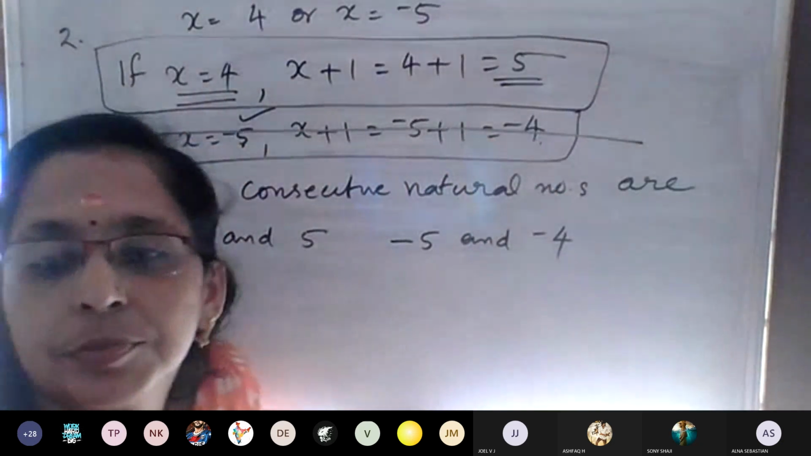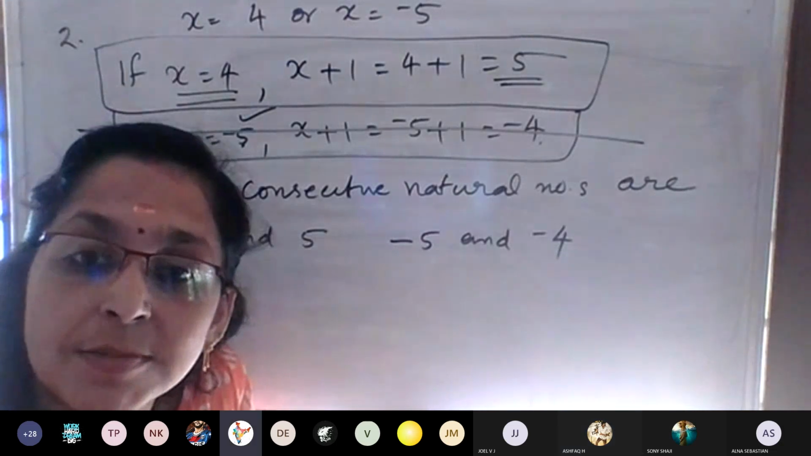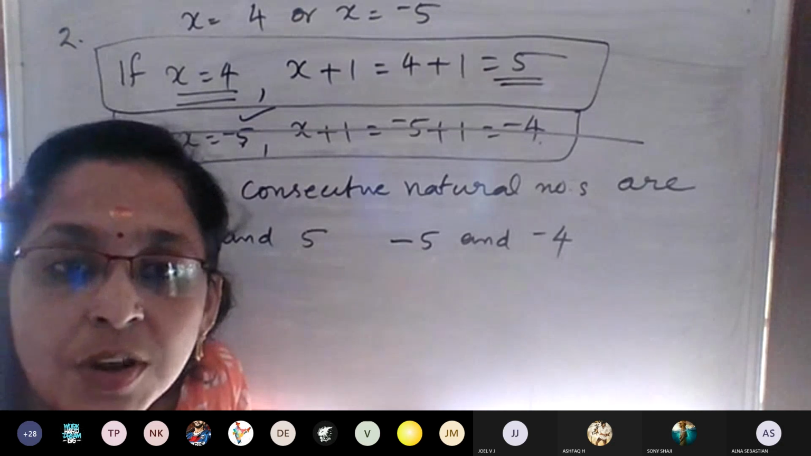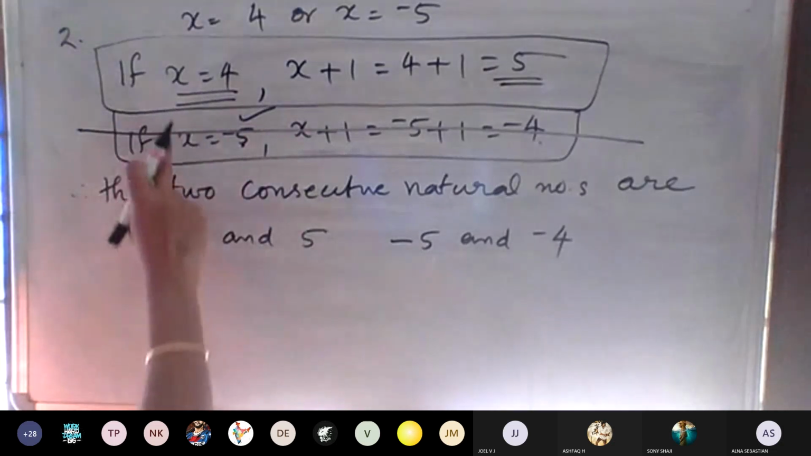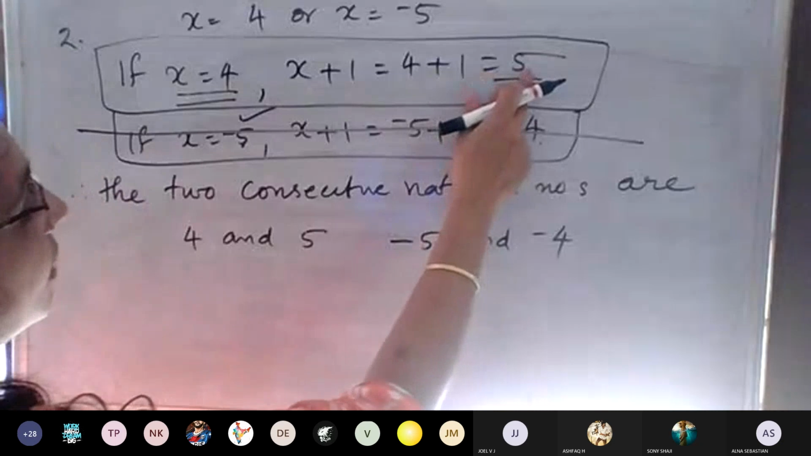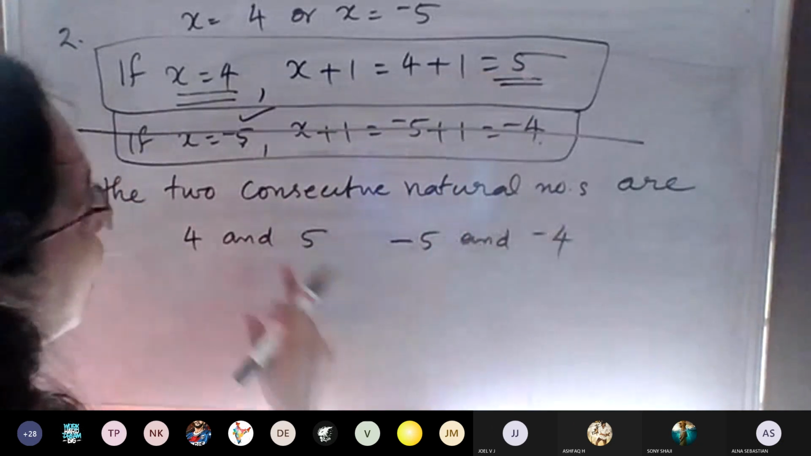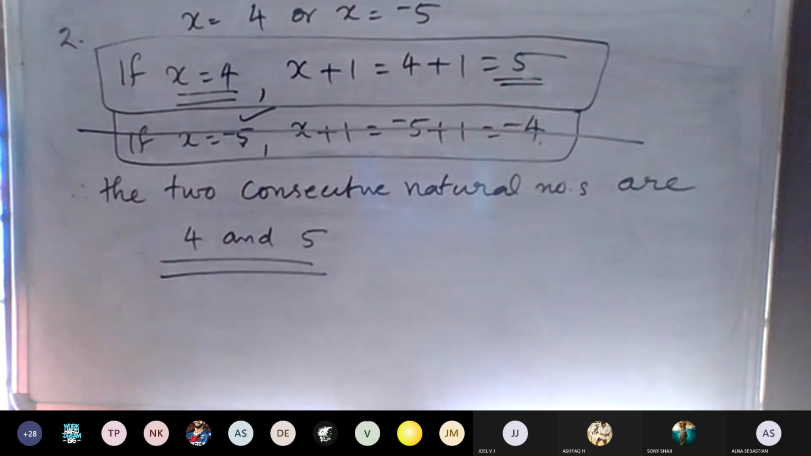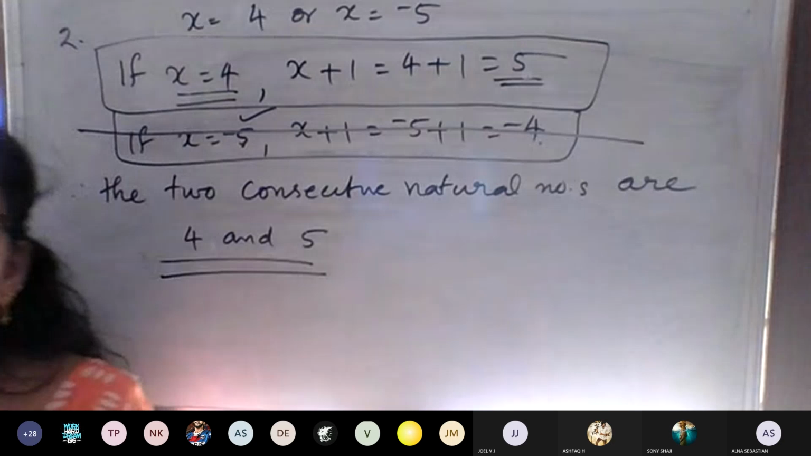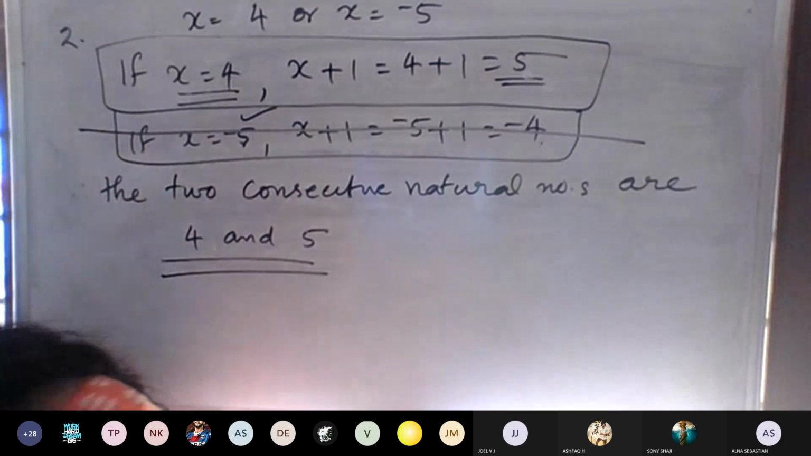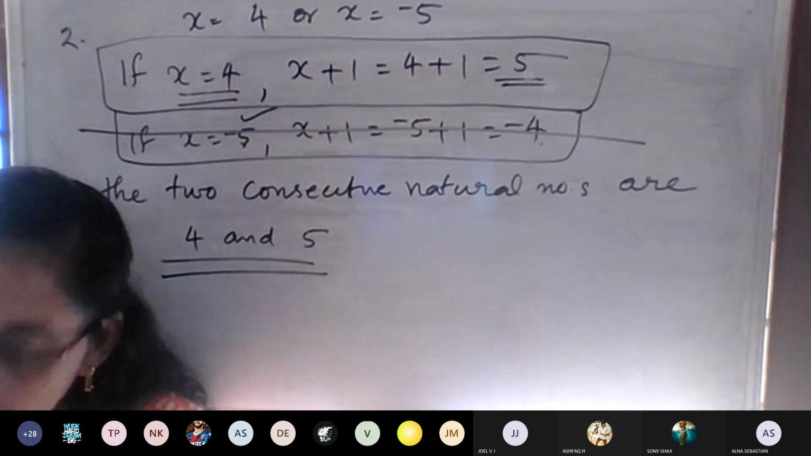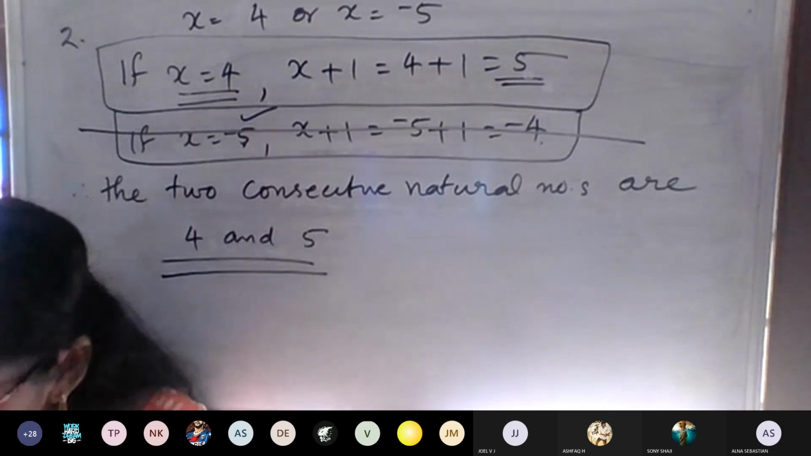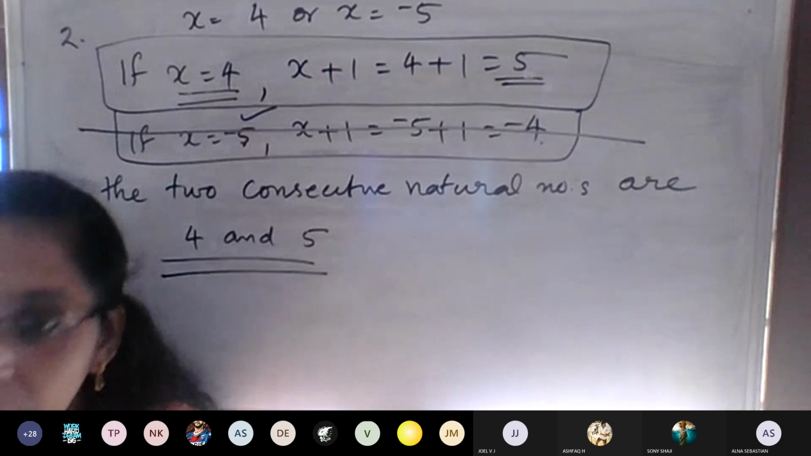Understood? We assume that x and x plus 1 are two consecutive natural numbers. So if x is equal to 4, then x plus 1 is equal to 5. The consecutive natural numbers are 4 and 5. That is the answer. Mark it and study. Listen to the meaning of each and every word. Is it clear? Any doubt?